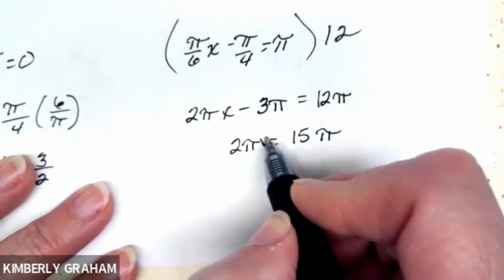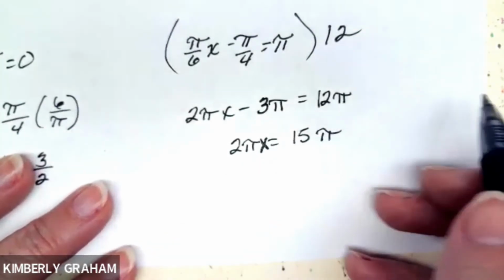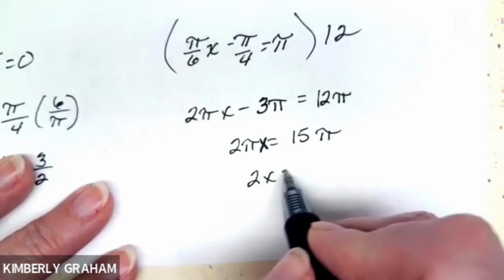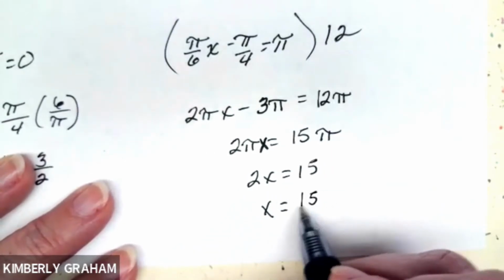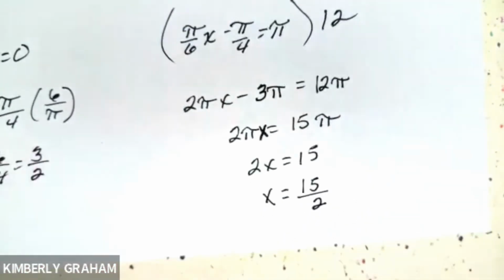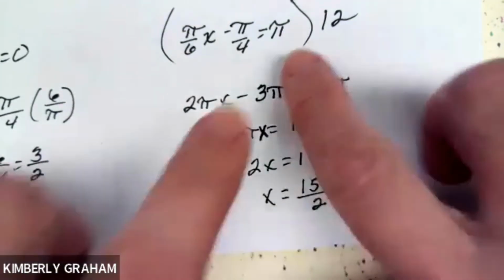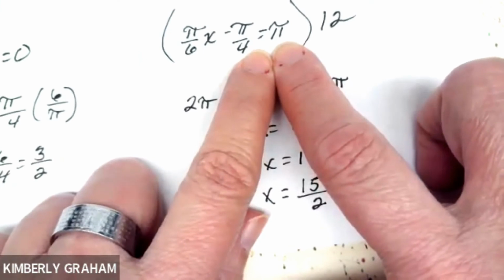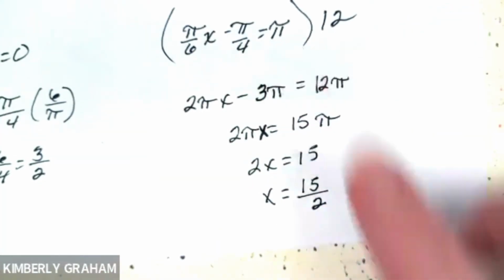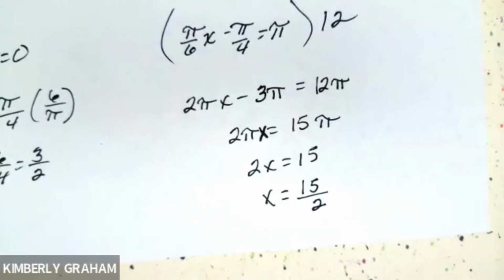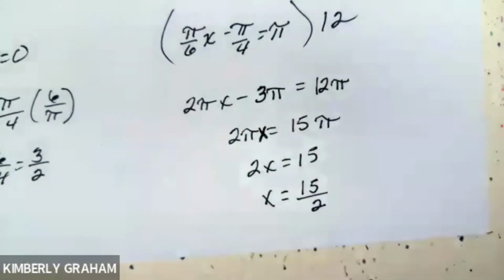Forgot my x. I'm going to divide by pi. So I have 2x equals 15, so x equals 15/2. Guys, once you get this equation, then it's just algebra from here on out, just basic algebra. And a lot of what our main lesson is supposed to be today, which we haven't got to yet, is still just using algebra.